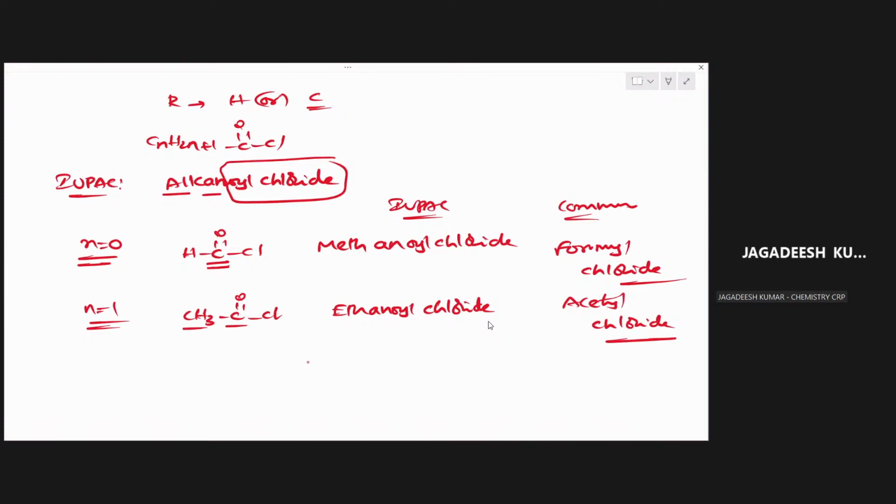And a few more functional groups are there. In the next class, we will discuss them and we will discuss the IUPAC names again. And a few rules are there; those also we want to discuss in the next class.